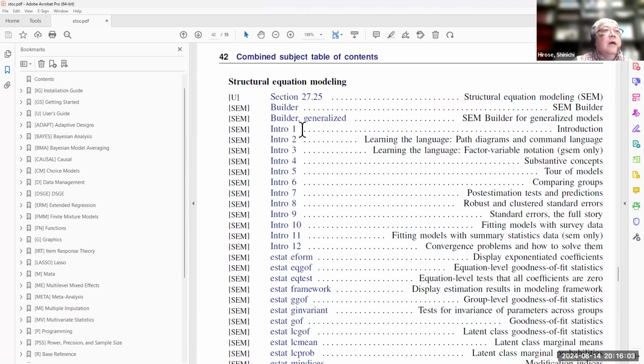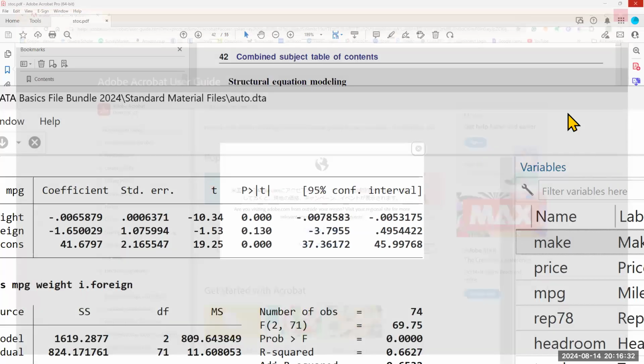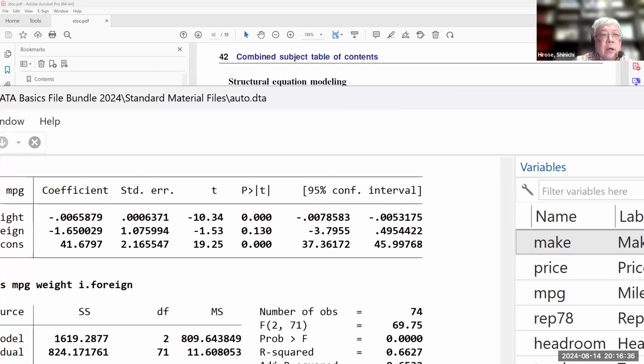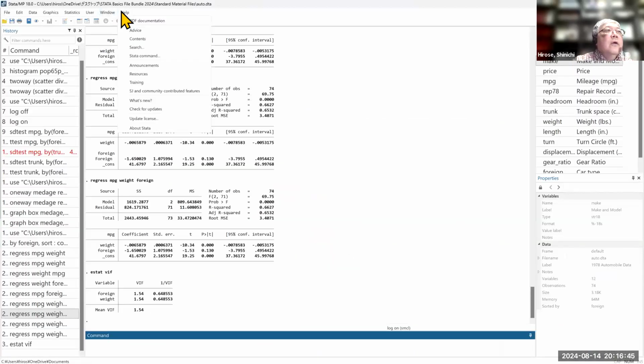Yeah, as long as you have a valid Stata license, I think you automatically have the PDF files already downloaded. Otherwise, I recommend you go to Help and check for updates. Don't do that right now. Check for updates will download all the possible files you can download.